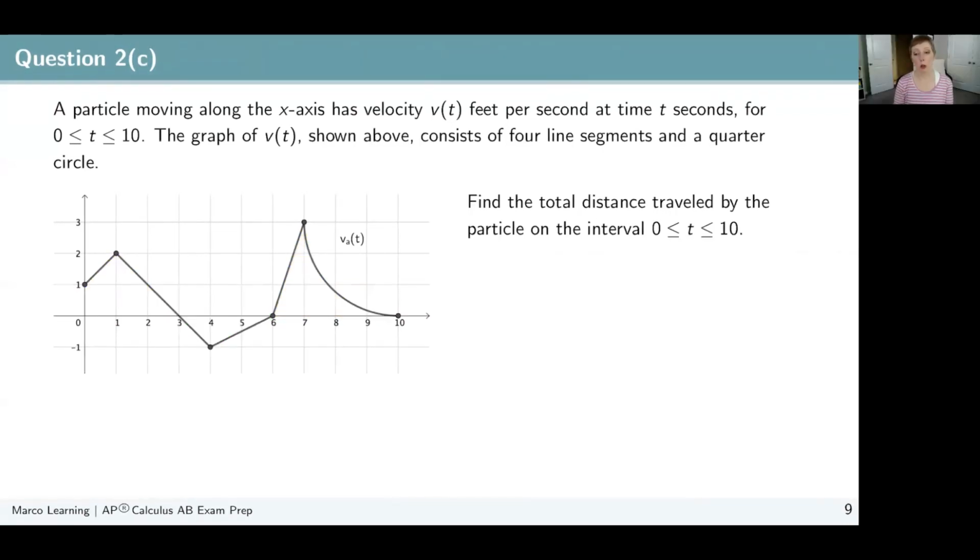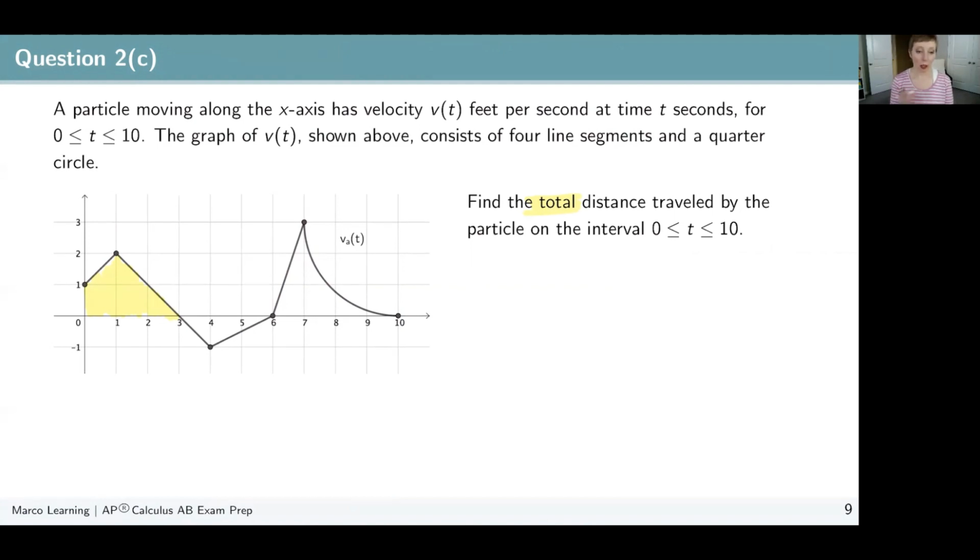Find the total distance traveled by the particle on the interval from 0 to 10. Total distance. So we want to remember that we are finding total distance and not the net distance traveled. So the particle, we said, starts out moving right. And if we find the accumulated area under that velocity graph from t equals 0 to t equals 3, we get how far it moved to the right during those first 3 seconds. So integrating velocity gives you change in position. Change in position we can also think of as distance.